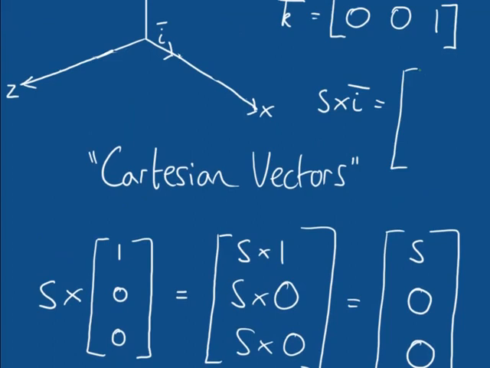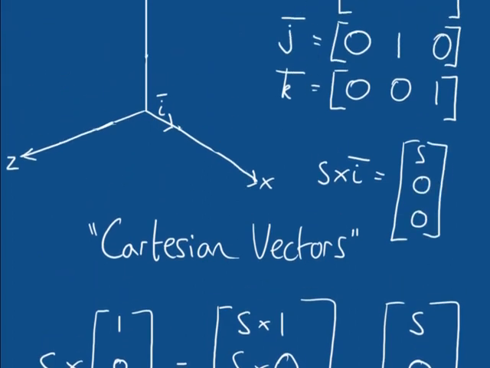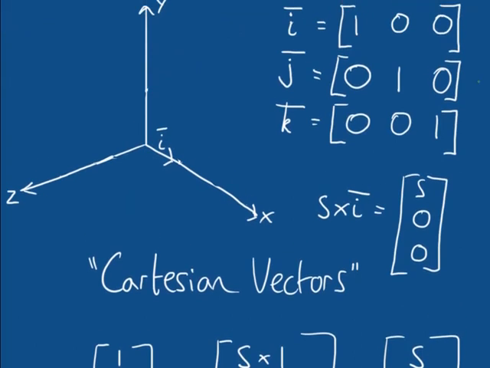So if we take s times I, we're going to get a vector that has s as the x component, 0 as the y component, and 0 as the z component. So what this means is we can make any vector that travels in the direction of x or in the direction of negative x of any length, and the length of that vector will be specified by the scalar that we multiply I by.